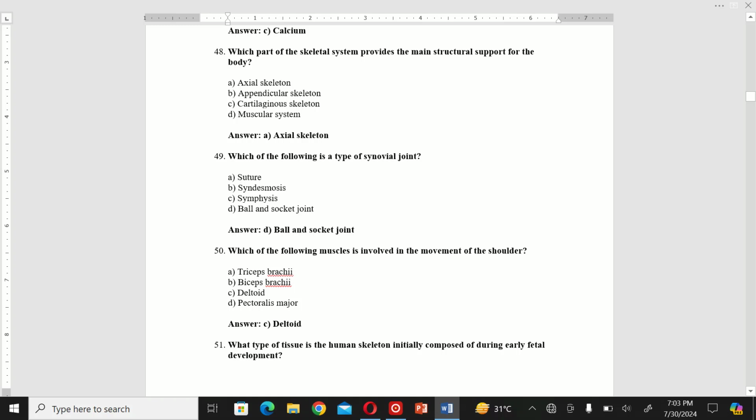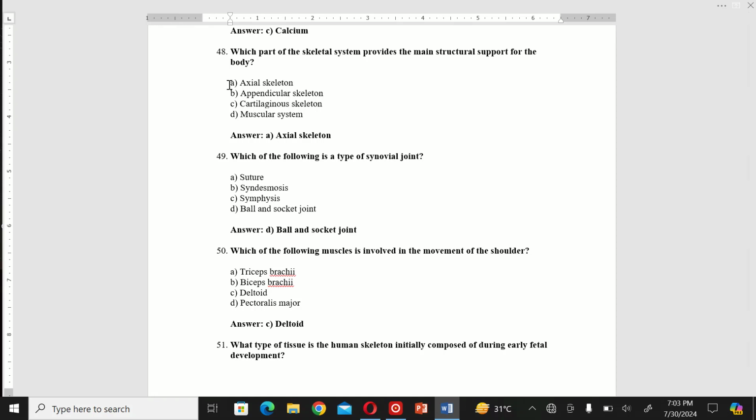The next MCQ is which part of the skeletal system provides the main structural support for the body? A. Axial skeleton, B. Appendicular skeleton, C. Cartilaginous skeleton, and D. Muscular skeleton. So the correct option is A.